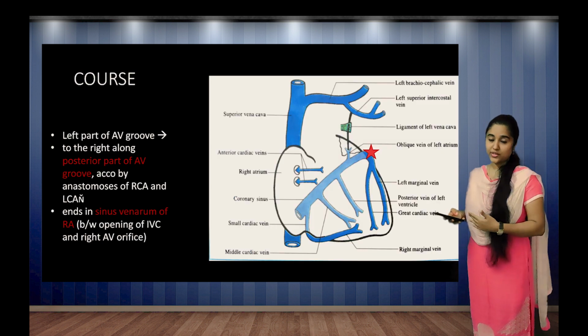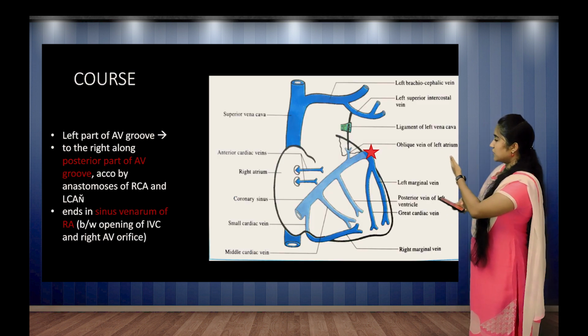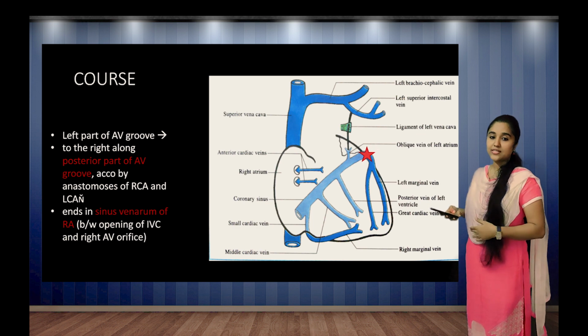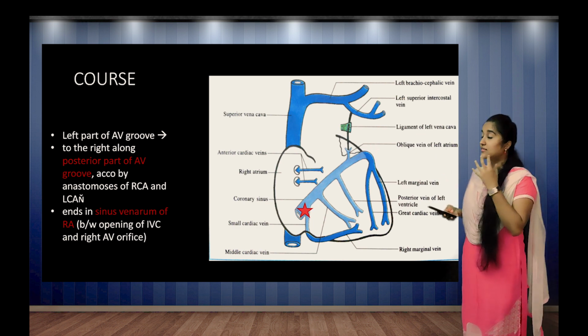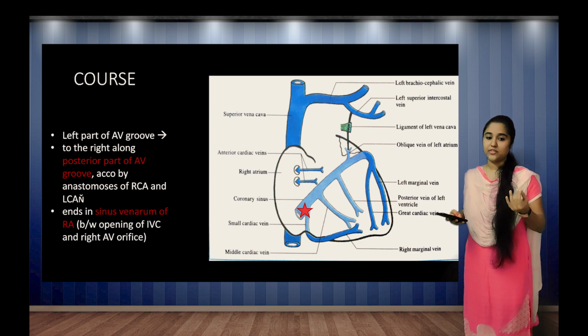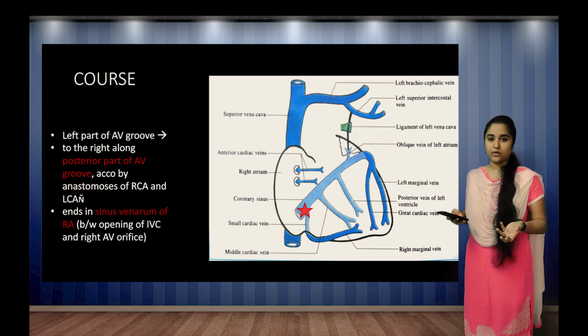So what is its course? You can see here it arises from the left part of the atrioventricular groove and it travels to the right along the posterior part of the atrioventricular groove. And then it ends in the sinus venarum of the right atrium, which is between the opening of the inferior vena cava and the tricuspid orifice.